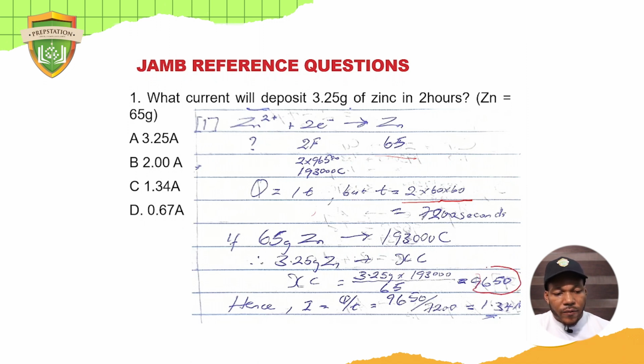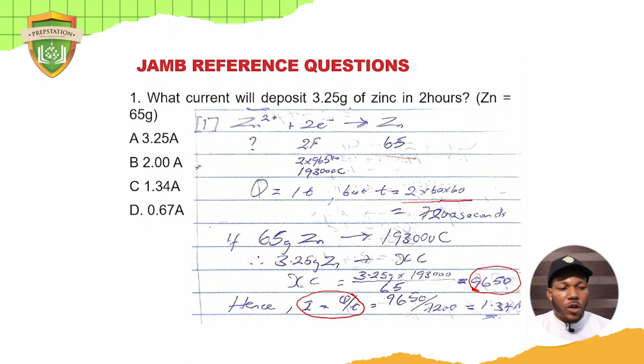9650 coulombs. But what is our target? Our target is to find the current that is used to discharge 3.25 grams. So go back to your normal relationship between quantity, current, and time. You make I the subject of the formula, because you have gotten your Q and you know your T. If you divide your quantity by your time, you now have the current.